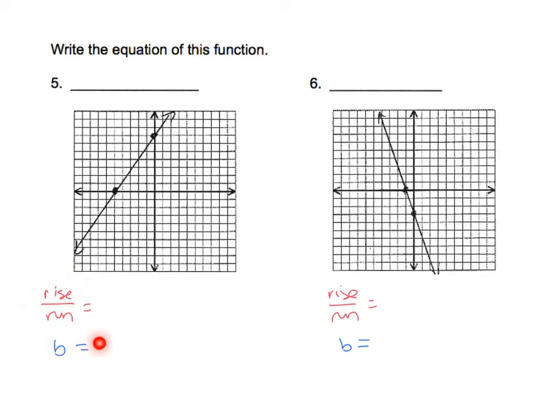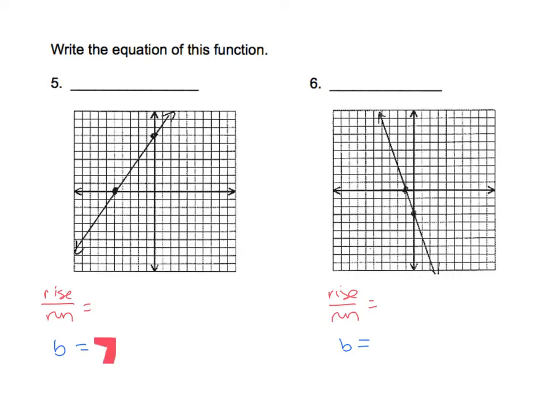I always like to be in the habit of beginning with the y-intercept because that usually tends to be the easiest. So the y-intercept is where that line intersects the y-axis, which is at this point, which is 1, 2, 3, 4, 5, 6, 7. So my y-intercept is 7.